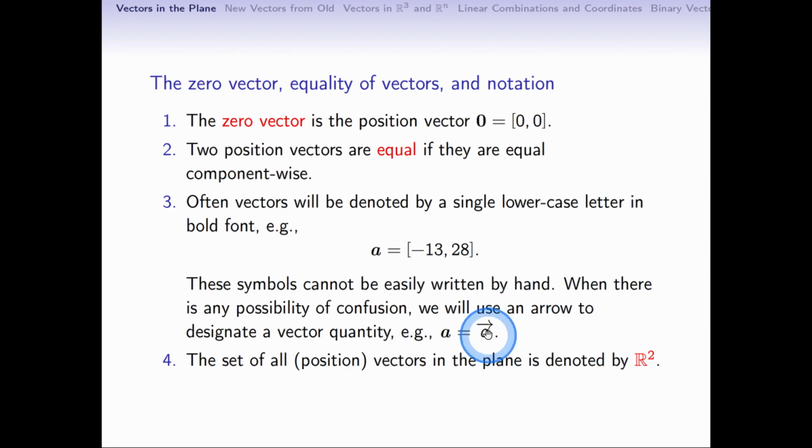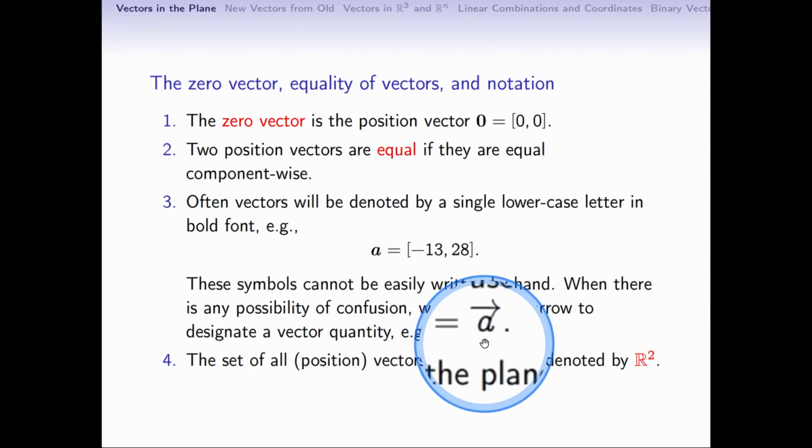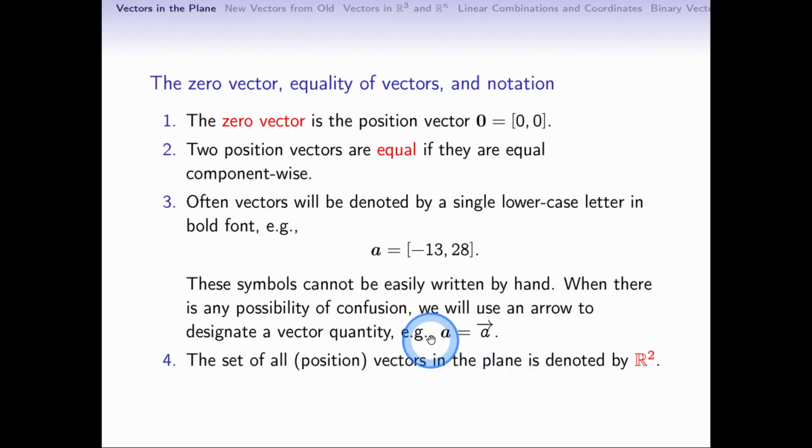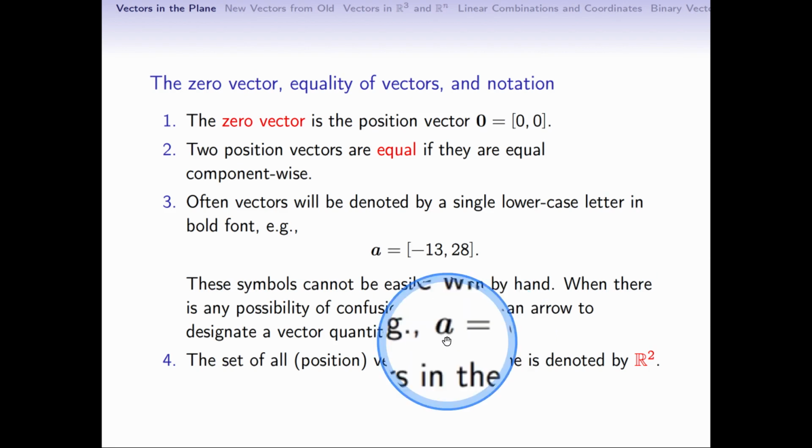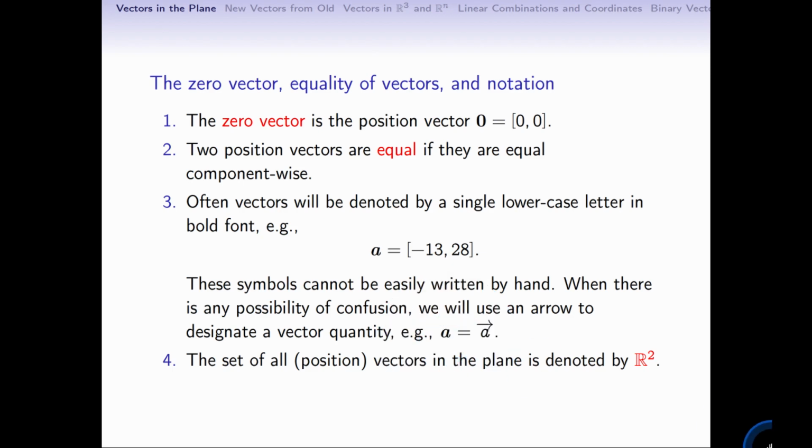So you may have to write your vector A as A with an arrow over the top, but you might see it in print as a bold-faced lowercase letter A in a typed font. Okay, the set of all position vectors in the plane is denoted by this symbol, uppercase R with a superscript 2. Now that's called a blackboard bold font, so it's a blackboard bold font R with a superscript 2, and that's going to be our symbol for the set of position vectors in the plane.